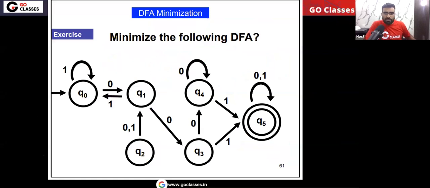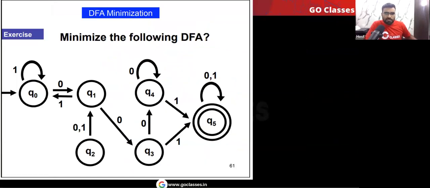Minimize the following DFA. A DFA is given to you. Let's minimize this. You tell me which states you will check. First, you tell me which states are there to check. You can see this is the only final state, so there is nothing to check with Q5. Do you agree? There is nothing to check with Q5.